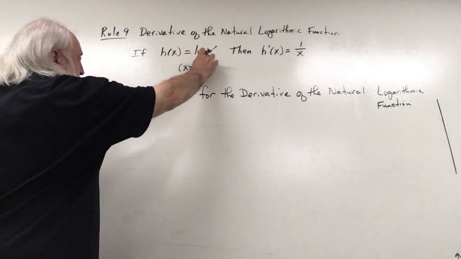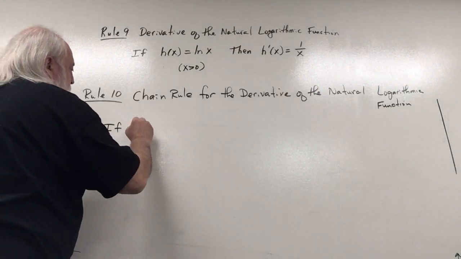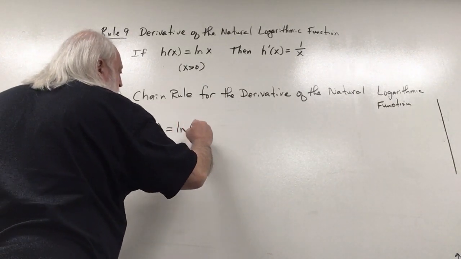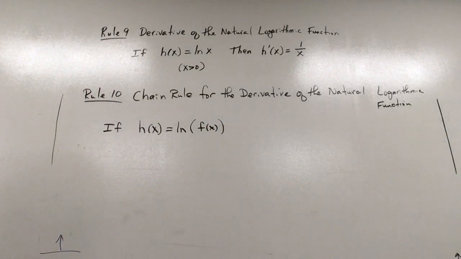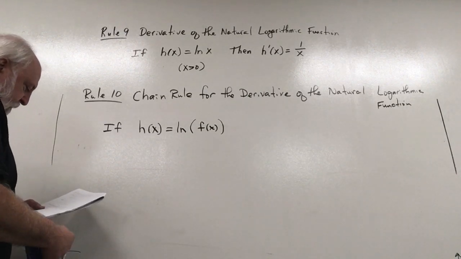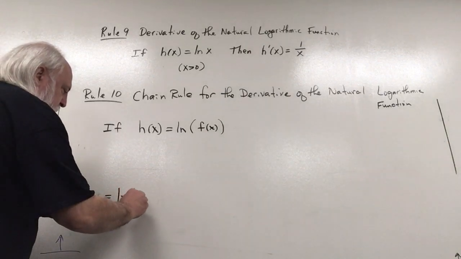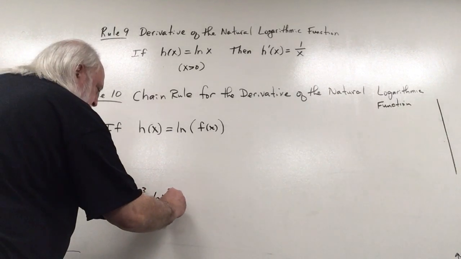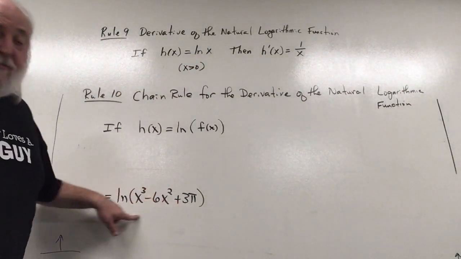So now instead of x inside the natural log of x, we have a function of x. So I'm going to write, if h of x is equal to the natural log of f of x. Okay? To give you an example of what we're talking about, is the first example down below. We're going to have the function y equals the natural log of x cubed minus 6x squared plus 3 times pi, right? So the x up here is being replaced with this algebraic expression.